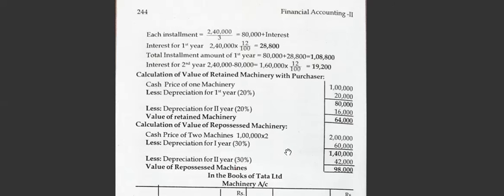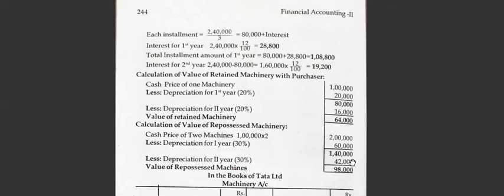Next is to calculate the value of repossessed machinery. And what is the value of the repossessed machinery? Two machineries were repossessed. That is 1 lakh into 2, it is 2 lakh. Depreciation for the first year, 2 lakh into 30%, 60,000, remaining 1 lakh 40,000. 1 lakh 40,000 into 30% it is 42,000. So what is remaining is 98,000. That is the value of the repossessed machines.